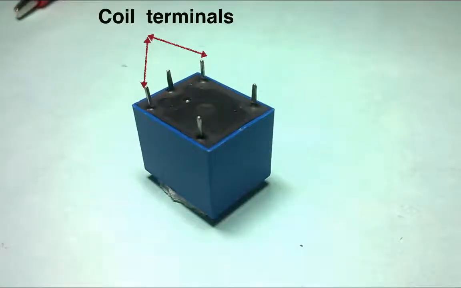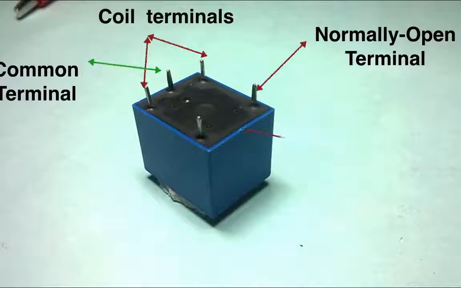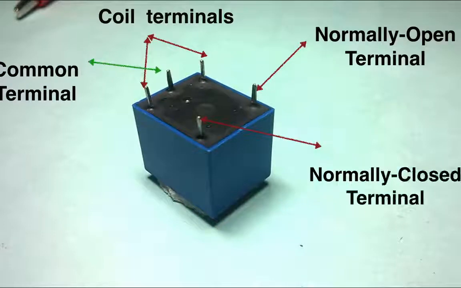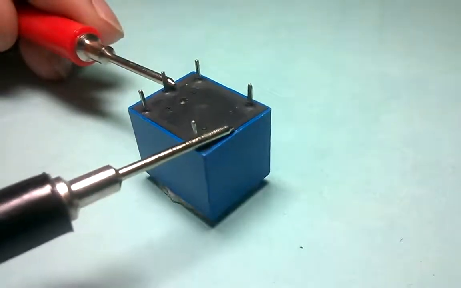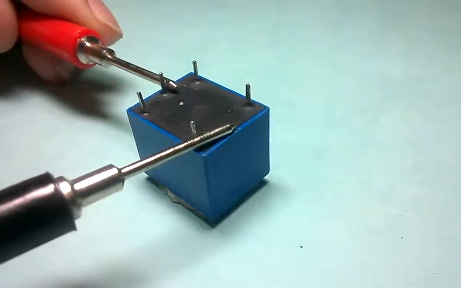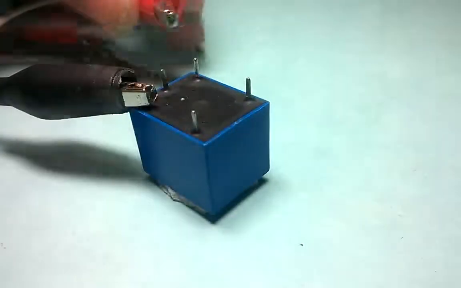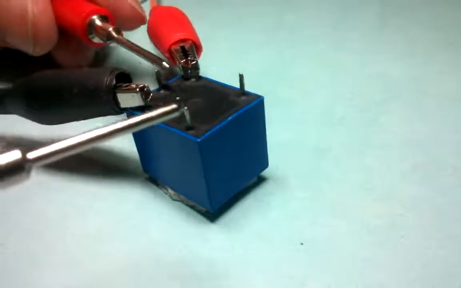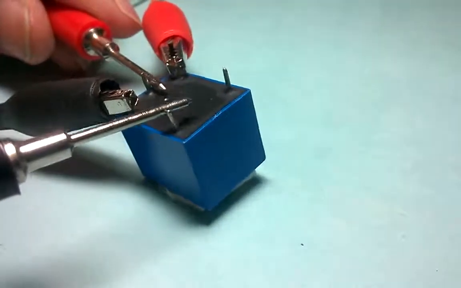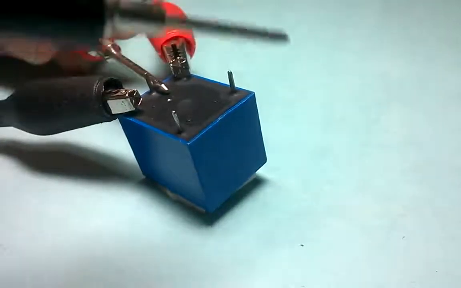A relay must have two coil terminals, a common terminal, a normally open and a normally closed terminal. When the coil is not energized, the common terminal remains connected to the normally closed terminal. But when the coil terminal is energized with the rated voltage, the common terminal changes its position from normally closed to the normally open terminal.